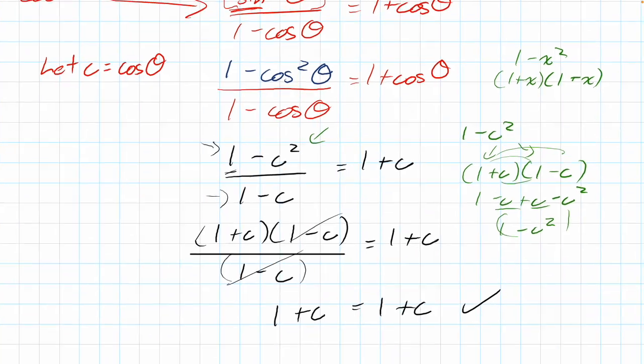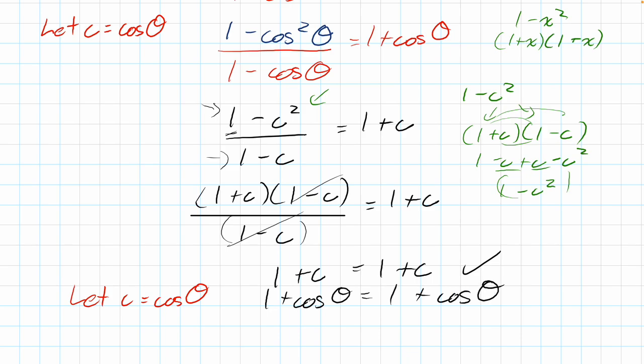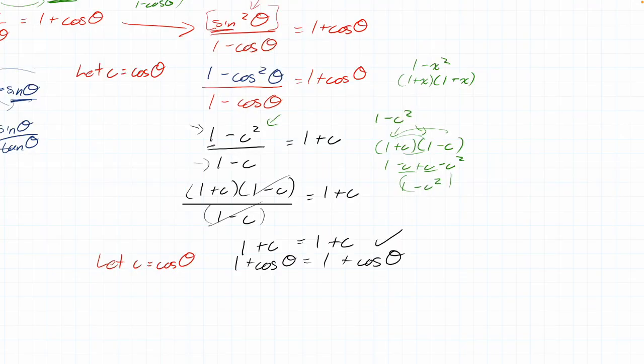I should use my let statement one more time. Let's change it all back just so I have a true proof here. Cos theta. So in the end, we end up with 1 plus cos theta is equal to 1 plus cos theta. But algebraically, we essentially prove this.